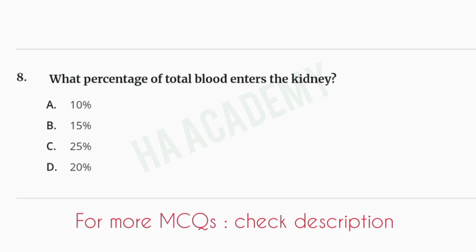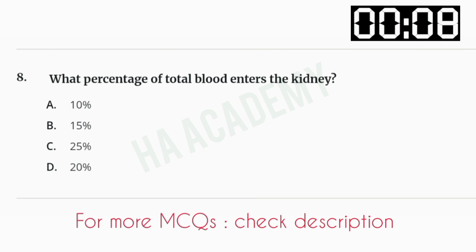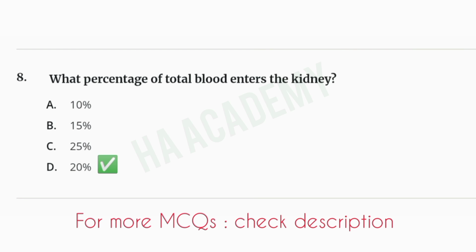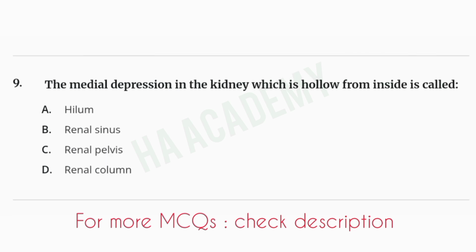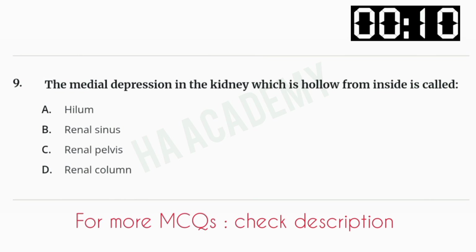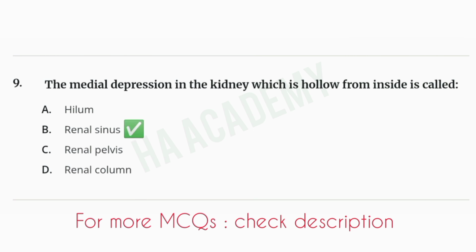What percentage of total blood enters the kidney? The correct answer is 20%. The medial depression in the kidney, which is hollow from inside, is called... The correct answer is renal sinus.